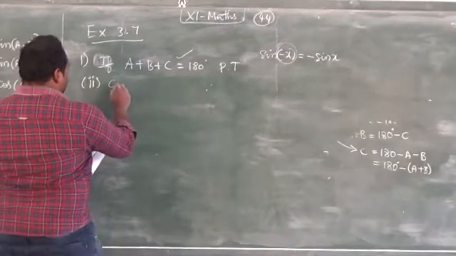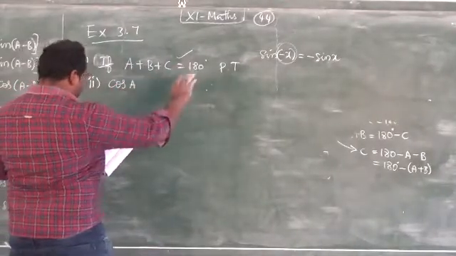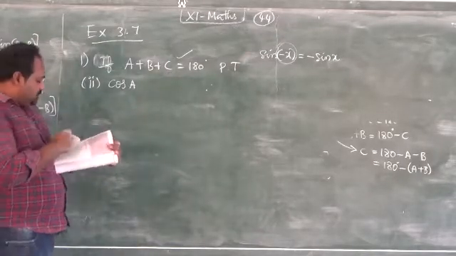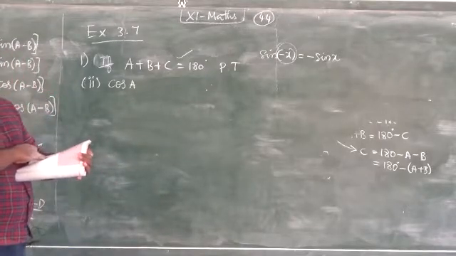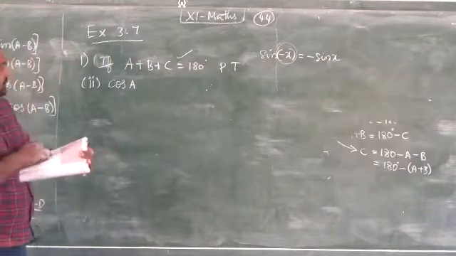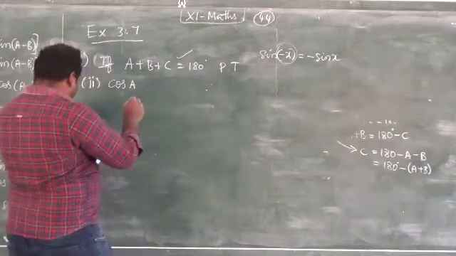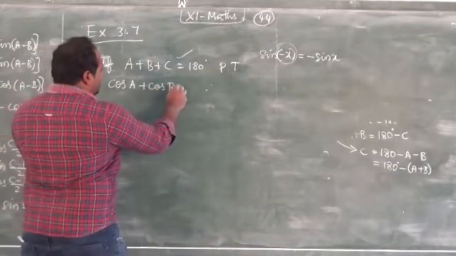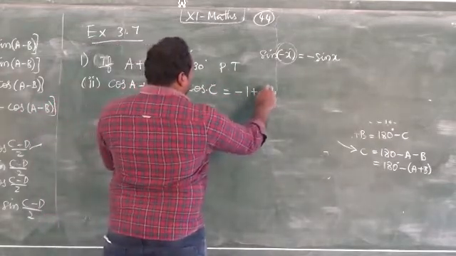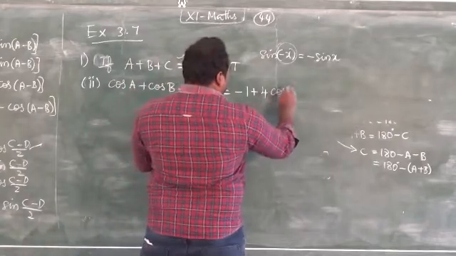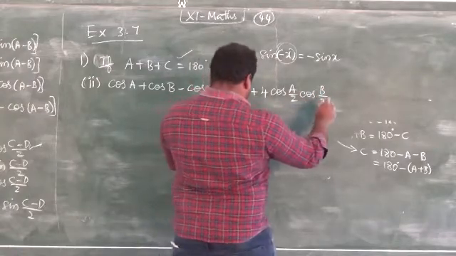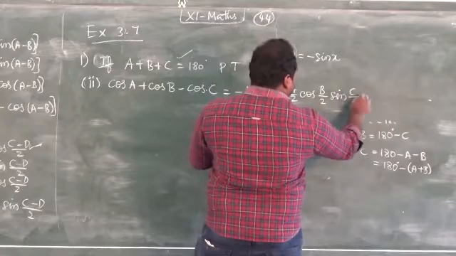prove that cos A, the same conditions for all this. We have 7 questions in the first subdivision. All the 7 subdivisions have the condition A plus B plus C equal to 180 degrees. Minus 1 plus 4 cos A by 2 cos B by 2 and sin C by 2.